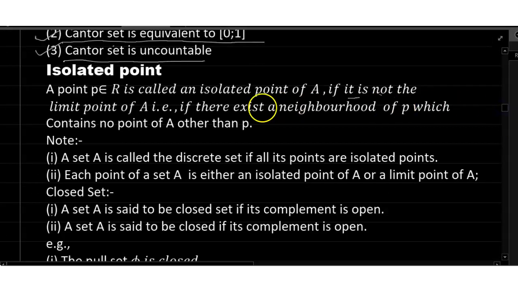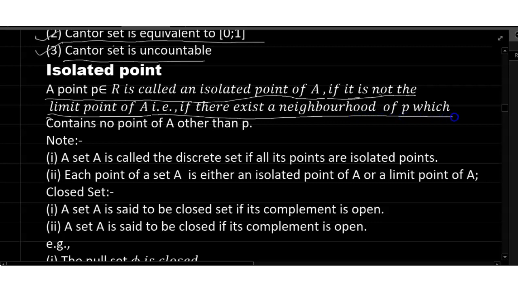Now friends, we discuss the isolated point. A point P belonging to R is called an isolated point of A if it is not a limit point of A, that is, if there exists a neighborhood of P which contains no point of A other than P.